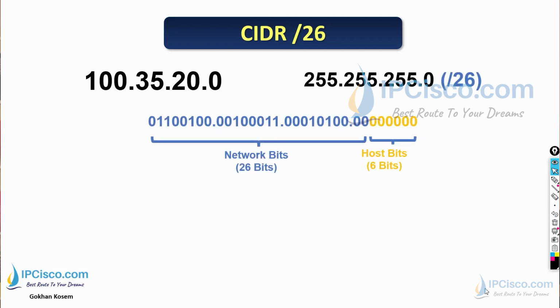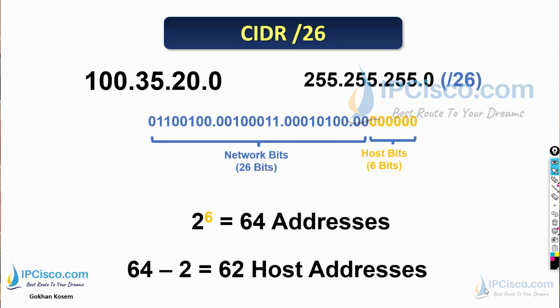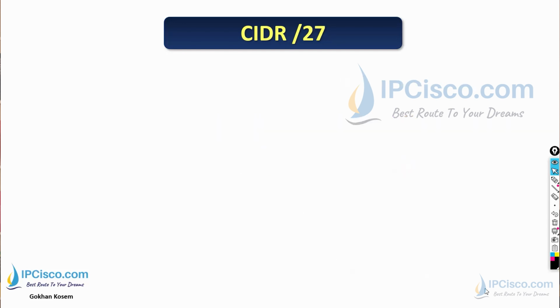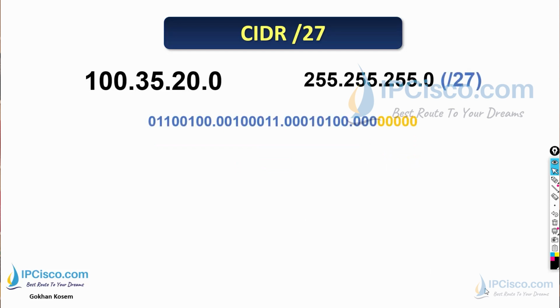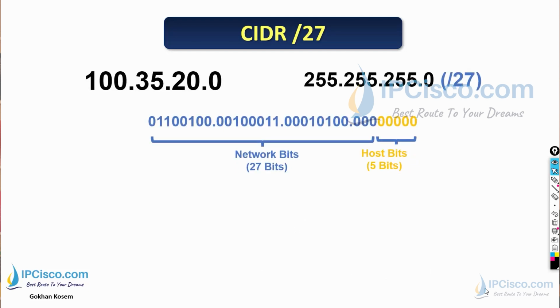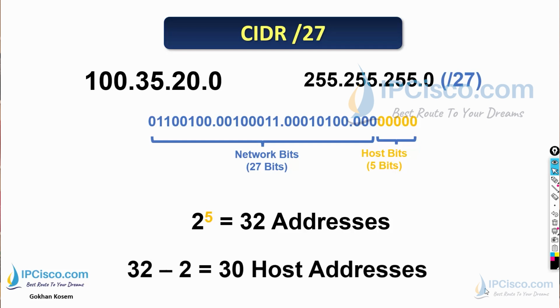Another example is CIDR /26. Here we have 26 bits in the network part and 6 bits in the host part. 2 to the 6 is equal to 64 addresses. And if we subtract 2 from this 64, we find 62 available host addresses. Another example, /27. Here the first 27 bits are network bits and the remaining 5 bits are host bits. 2 to the 5 is equal to 32 addresses and available host addresses are 30 addresses.